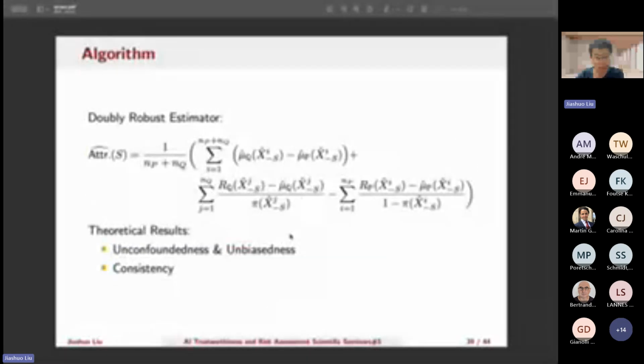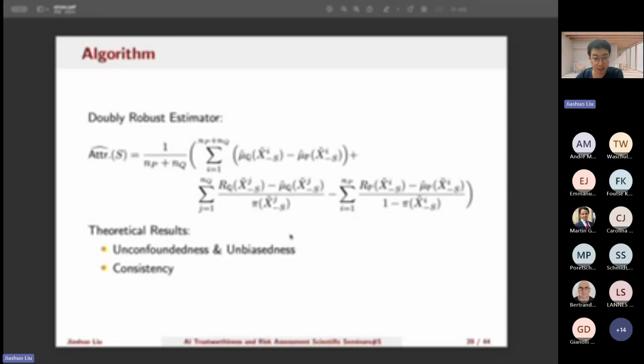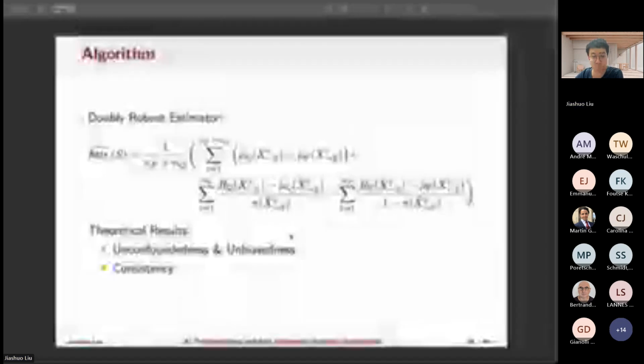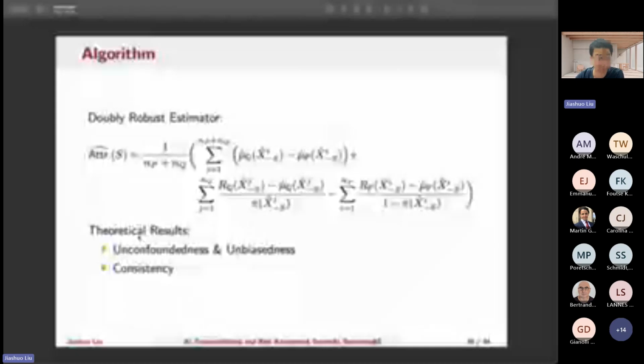To compute this, we can borrow the doubly robust estimator from the causal literature, and then we can compute this score in a more reliable way. We also characterize some theoretical results for our estimator and our problem, where we can prove unconfoundedness and unbiasedness, and also capture the consistency of our estimator. If you are interested in the theoretical part, you can refer to our paper, which will be listed at the end of my slides.